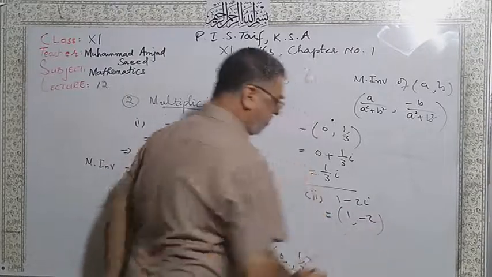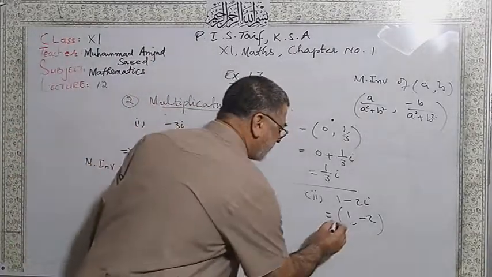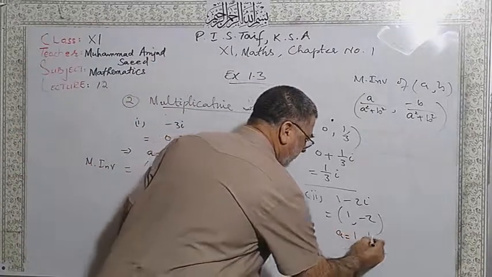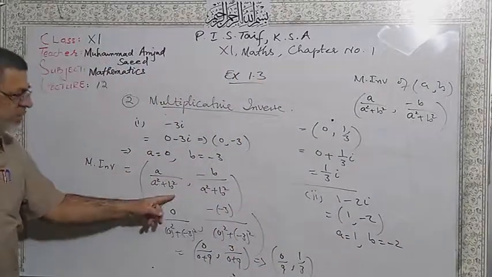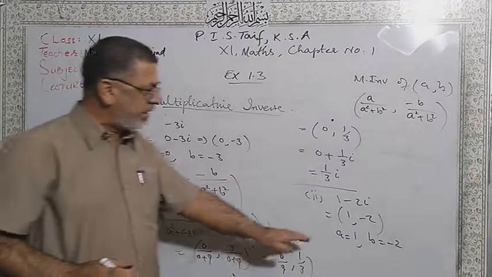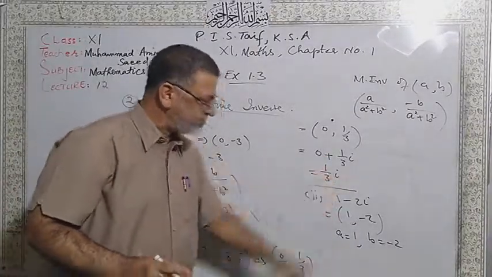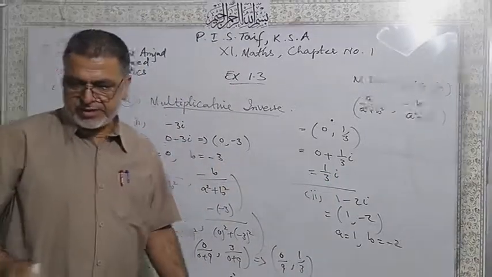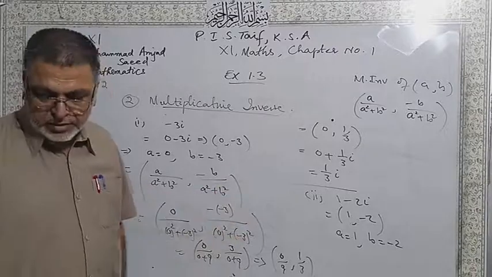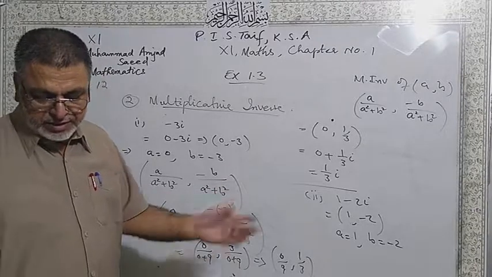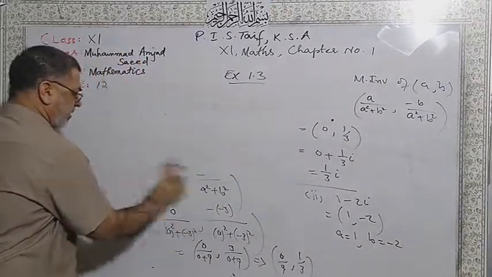Convert it into ordered pair form: (1, -2). Then you know that A is equal to 1 and B is equal to minus 2. You can apply these A and B values in this formula. After simplifying, you will bring your answer in terms of iota again. I hope that you can do it. Similarly, you can do part number 3, and part number 4 is already given to you. So you can do the other parts.